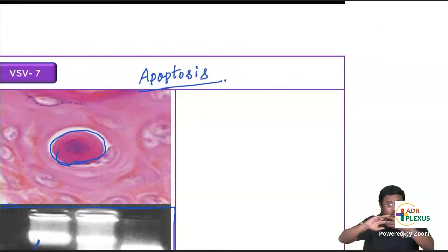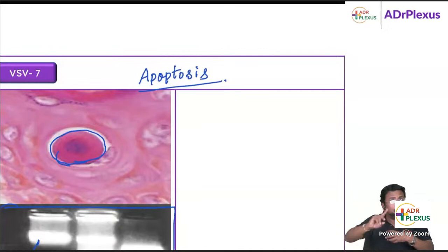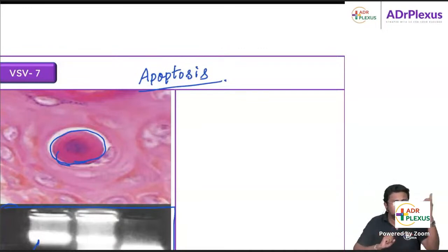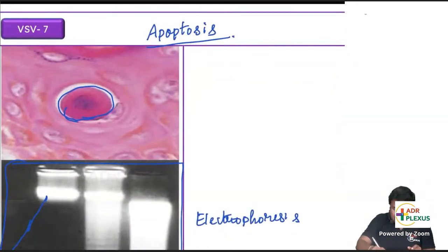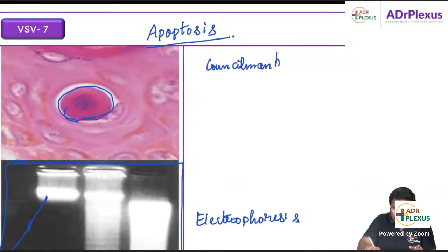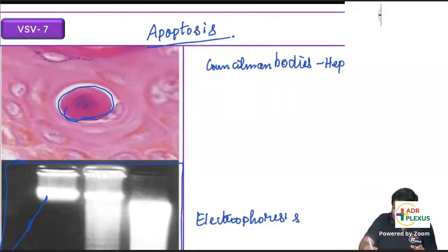Then protein misfolding. You must have heard of protein misfolding conditions. Misfolded proteins, those cells will be going in for apoptosis. Infections like hepatitis, HIV, you can get this apoptosis. Now you will be remembering Councilman bodies. Councilman bodies, you will be getting in hepatitis. They are nothing but apoptotic hepatocytes.